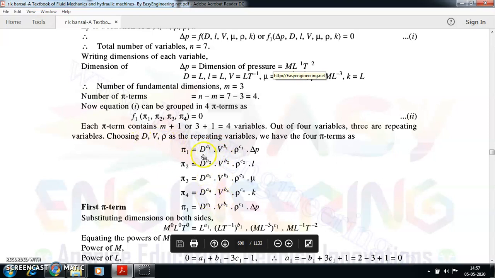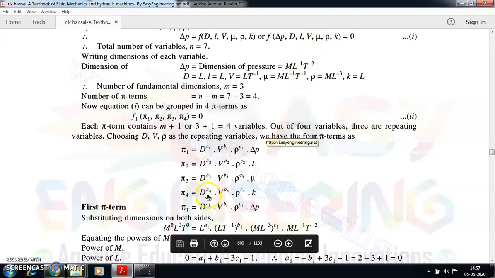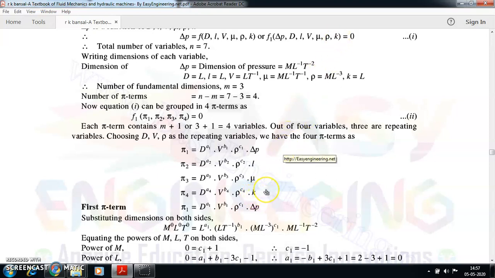Now define pi 1, pi 2, pi 3 and pi 4 including the repeating variables and the extra variable. Pi 1 is d^A1 v^B1 rho^C1, and the first variable other than the repeating ones is delta P. Similarly pi 2 is d^A2 v^B2 rho^C2, and the other one will be your L. Pi 3 is d^A3 v^B3 rho^C3 into mu, and pi 4 is d^A4 v^B4 rho^C4, and the last remaining variable is your roughness k.